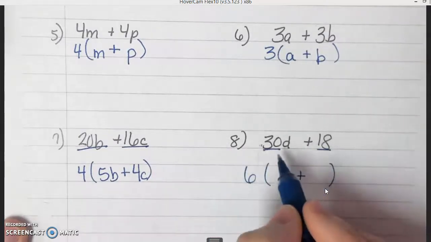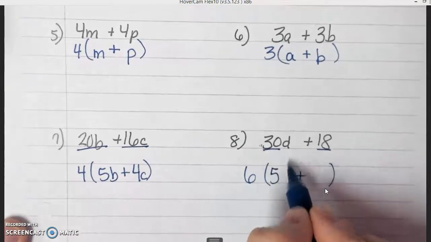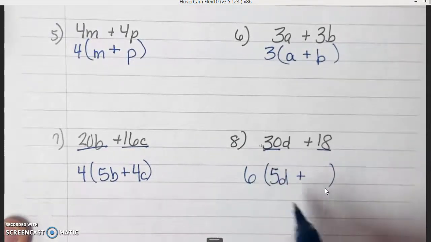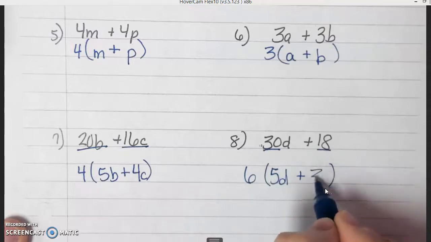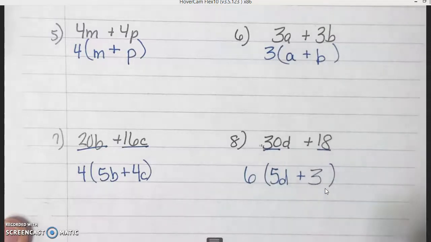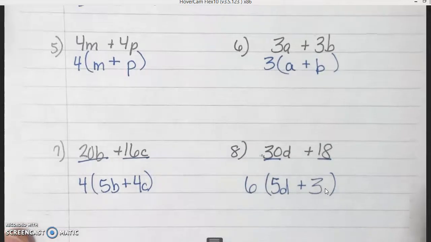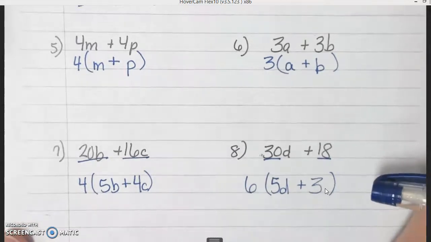6 will go into 30 5 times, and then we have the d. And then 6 will go into 18 3 times. Again, please make sure that you are working these out on paper.